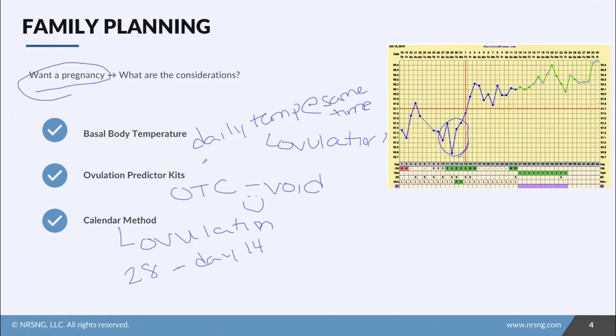And then the basal body temperature. Of course, patients can also combine these.